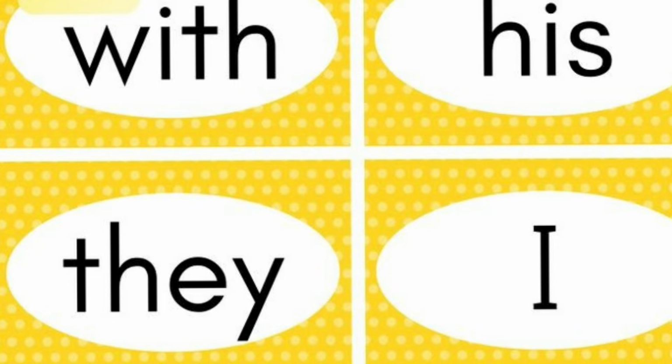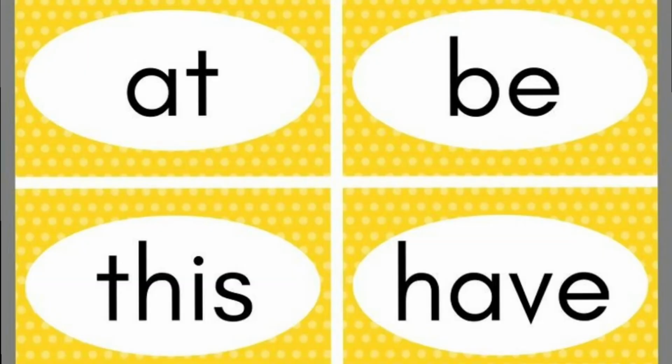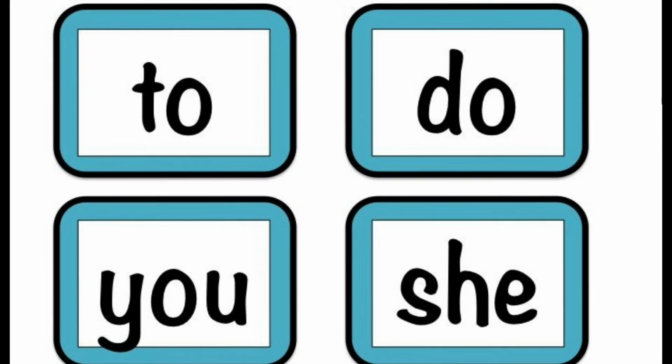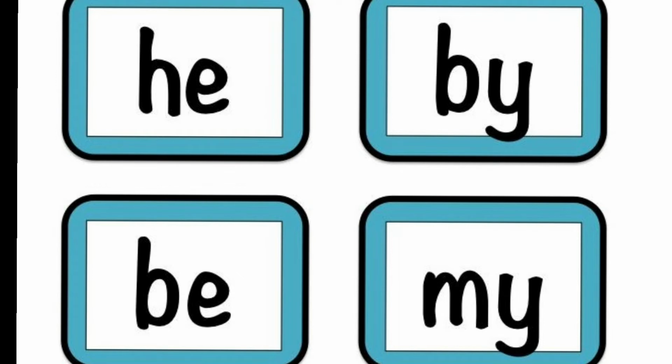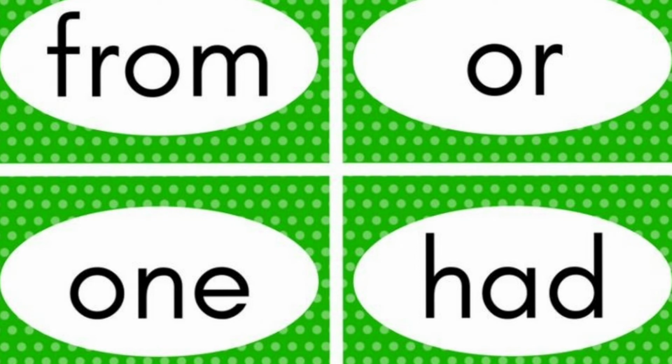We read them like with, they, his, I, at, this, be, have. Don't we see them in our books daily or regularly? And some more words: to, do, you, she. So these are the words, basic words I can say, which will help you to read fast. He, be, by, my. And from, one, or, had.